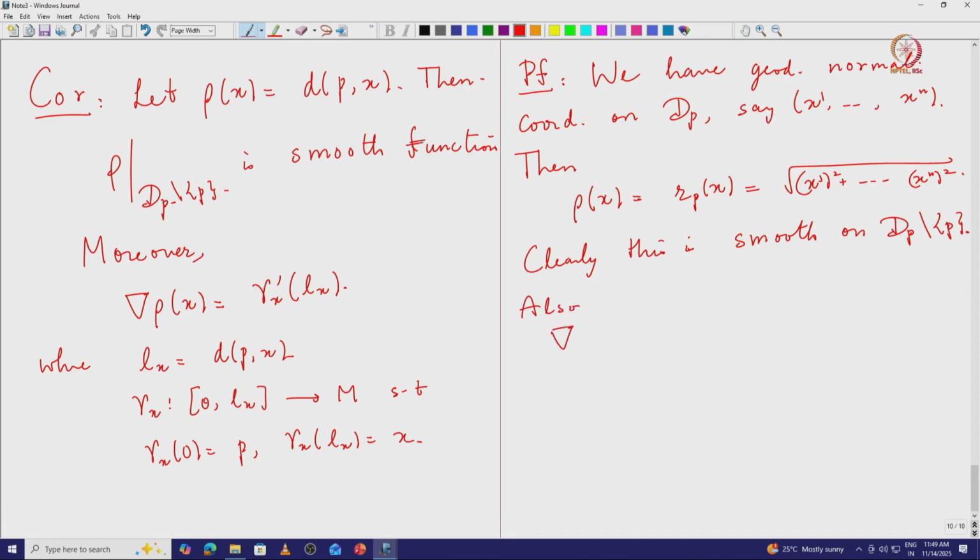Also, then the gradient of rho is just going to be the gradient of r_p, but we have seen that the gradient of r_p by an application of Gauss lemma was just del by del r_p, okay. But the radial derivative, again we have seen this before, is simply the derivative of this radial geodesic, right. So that completes the proof of the corollary.